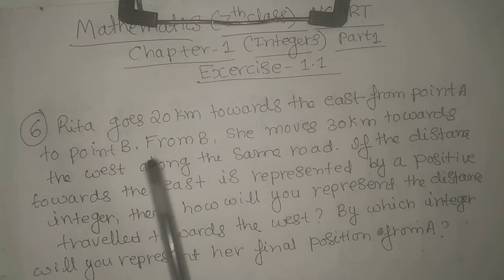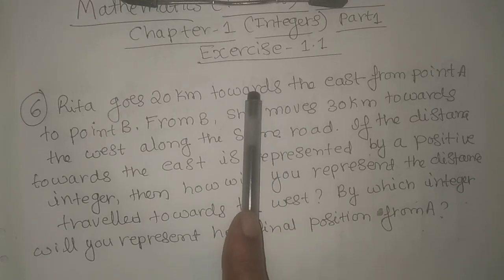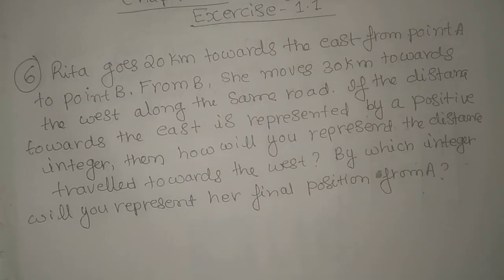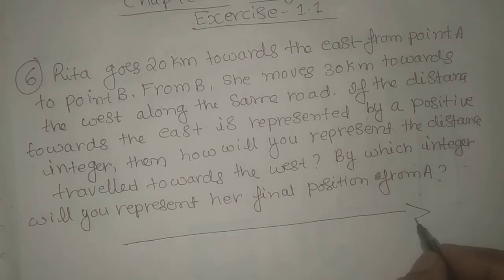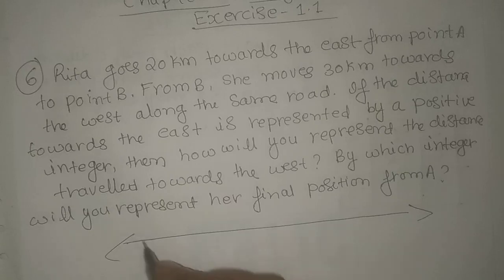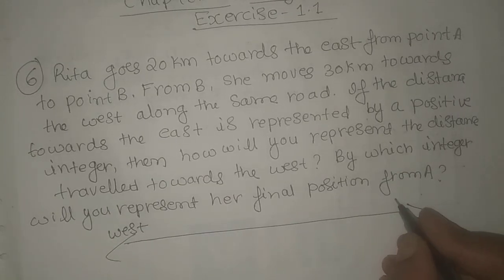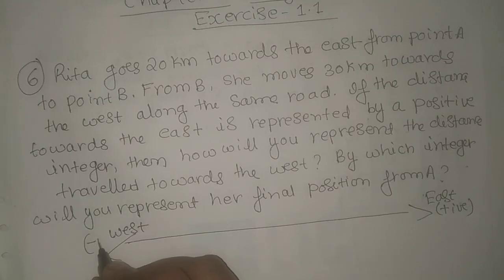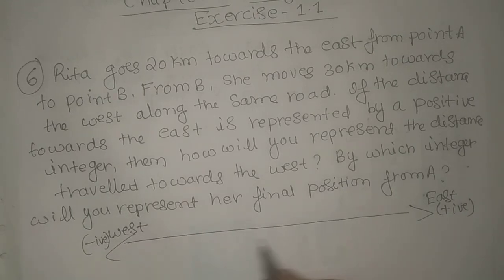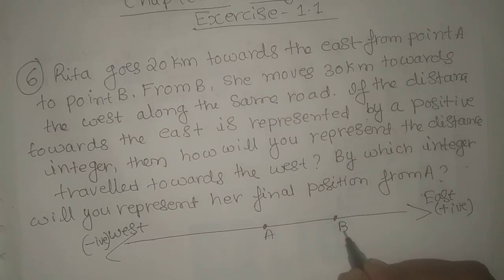The sixth problem is: Rita goes 20 kilometers towards the east from the point A. So we'll first draw a line. So this is the line where Rita travels. West is taken as negative and east, I'll write in the bracket, positive. So Rita travels here, point A is there, point B is there.